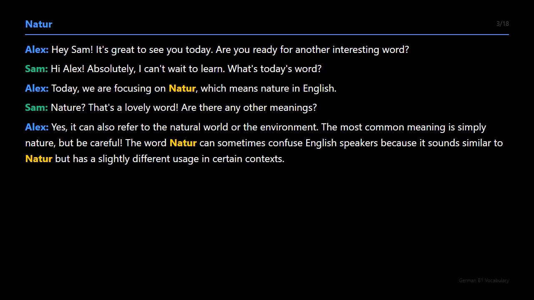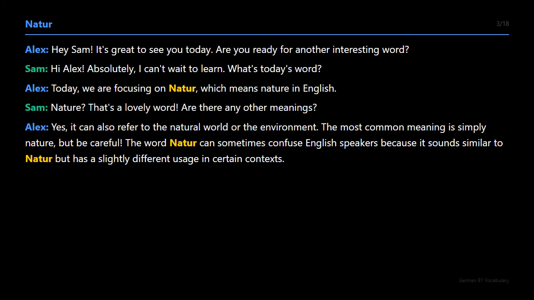What's today's word? Today, we are focusing on Natur, which means nature in English. Nature? That's a lovely word. Are there any other meanings? Yes, it can also refer to the natural world or the environment.